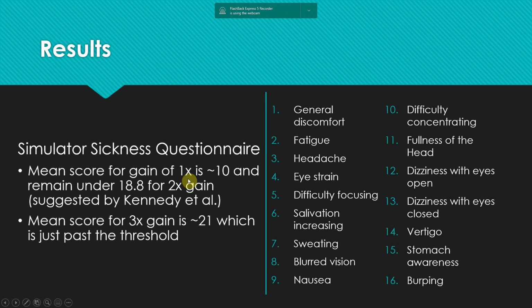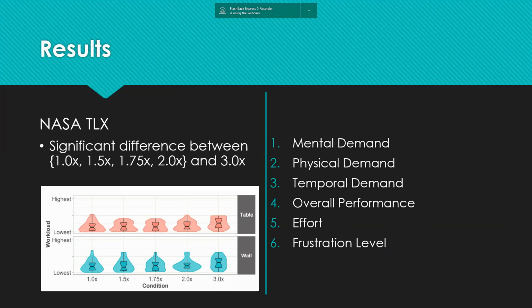For the simulator sickness questionnaire, they noticed that from 1x to 2x gain, the score was less than 18.8, a threshold which was suggested by Kennedy et al. The mean score for 3x gain is approximately 21, which is just past the threshold. For NASA TLX, again, there was a significant difference between this whole set and 3x.